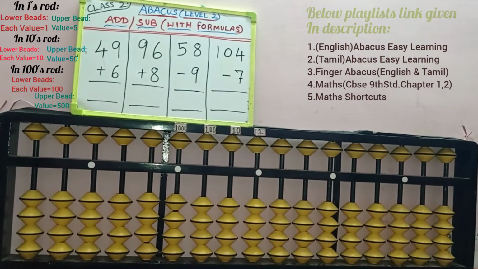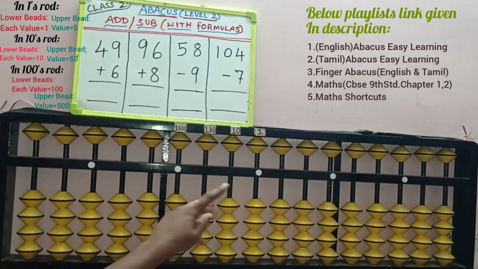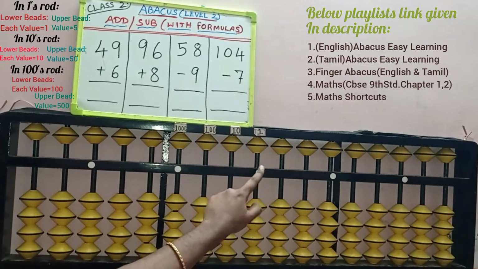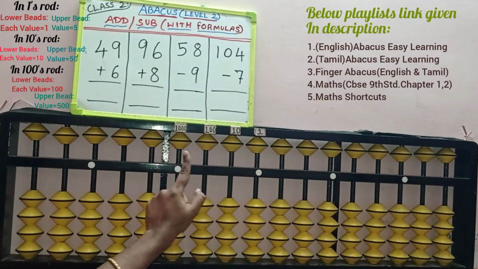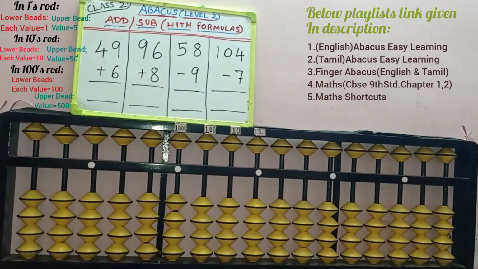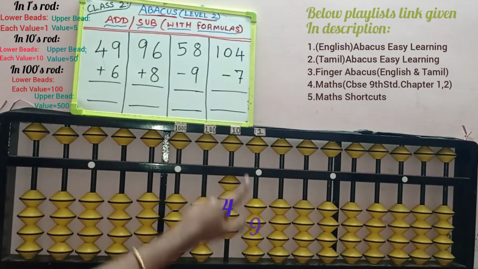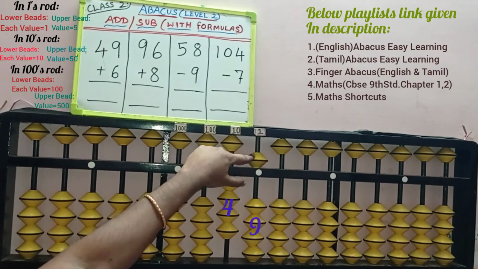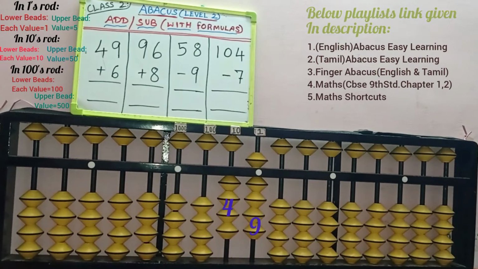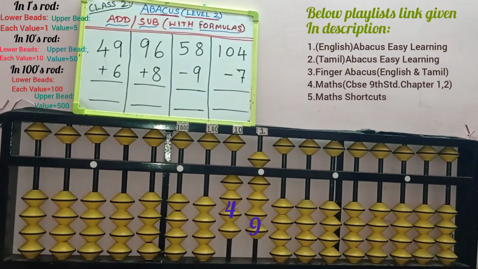Here 49 is a 2-digit number, so take 2 rods starting from 1 star. This is 1 star, 10 star, hundreds, thousands, 10,000, etc. Here 9 is in 1's place, 4 is in 10's place, right? So move 4 beads in 10 star and move 9 beads in 1 star. 5, 6, 7, 8, 9. So 49 is added.